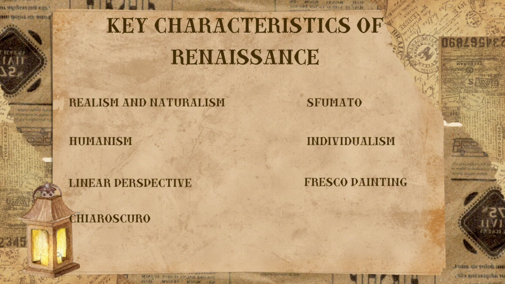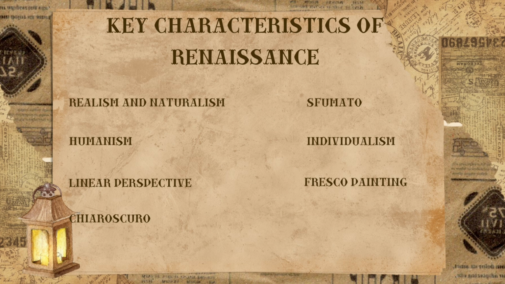Sfumato. Developed by Leonardo da Vinci, sfumato refers to the blending and softening of edges between colors and tones. This technique creates subtle, gradual transitions between colors and contributes to a sense of depth and realism. Individualism. Renaissance art began to emphasize the unique qualities of individual subjects. Portraits gained importance and artists started signing their works, marking a departure from the medieval practice of anonymity.